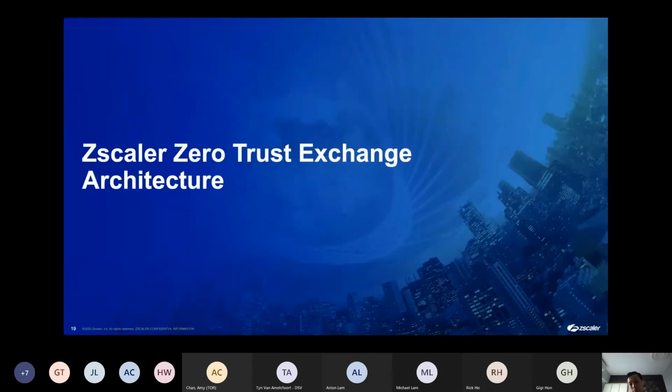So now, in the third part of my session, I want to share a little bit more about what the Zscaler Zero Trust Exchange architecture looks like, with a little bit more detail. Okay.